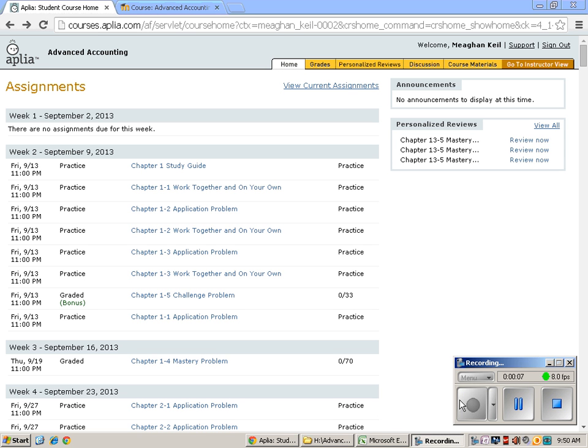This is how we're going to run most of the class. We'll do the working togethers on the smartboard, and you can watch it, and then you'll have to do the practice on your own. So first things first, this first chapter is really a review from last year's accounting. So if you turn to page 11 in the book, then we're going to do chapter 1.1, work together.